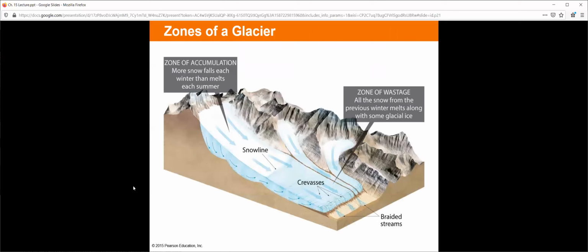So snow forms above the snow line, slowly moves downhill because, right, elevation, it gets colder, you get a snow line at elevation. Once you pass that snow line, then you have the zone of wastage where things melt, and eventually you get your streams that feed your tributaries that feed your rivers that are part of the hydrologic cycle.